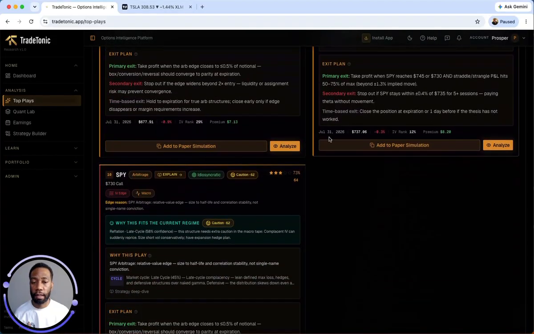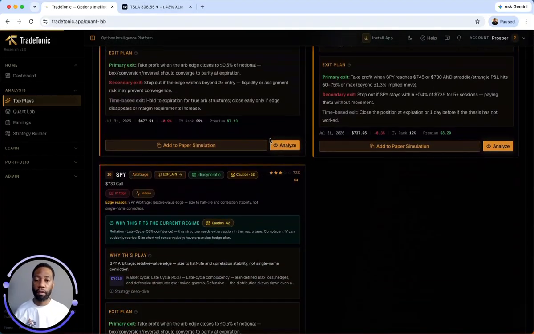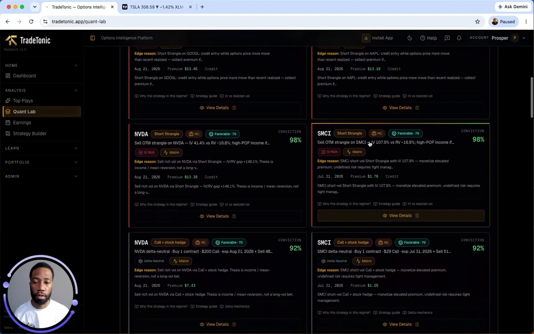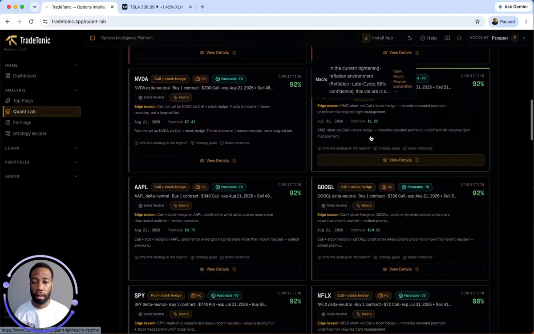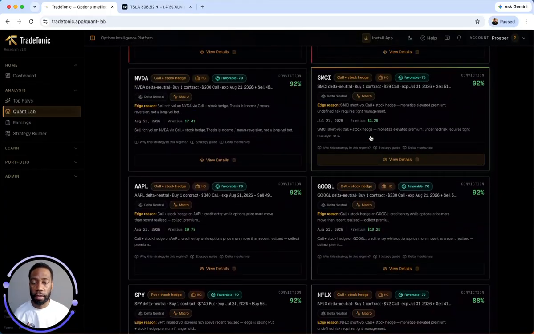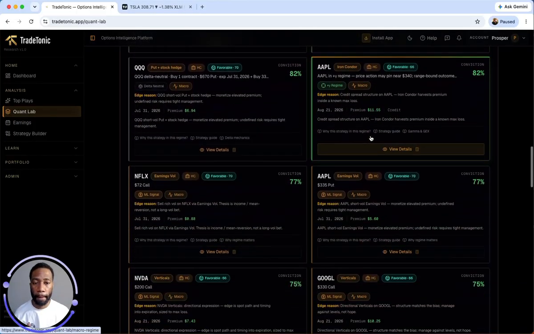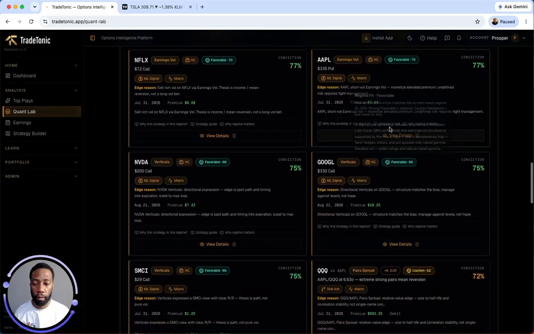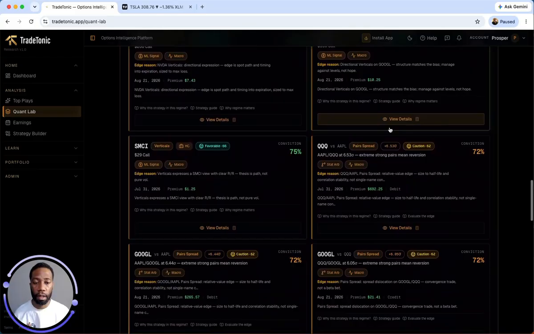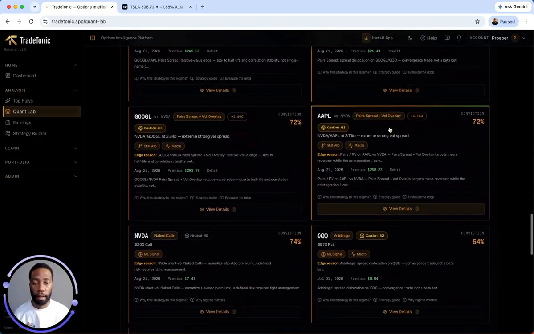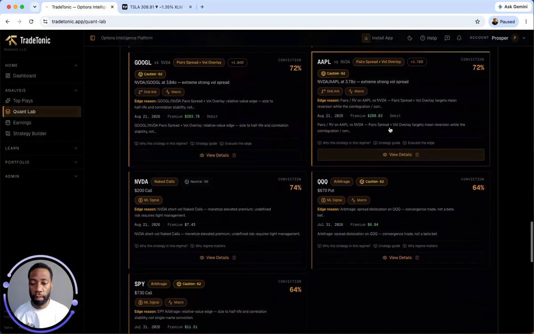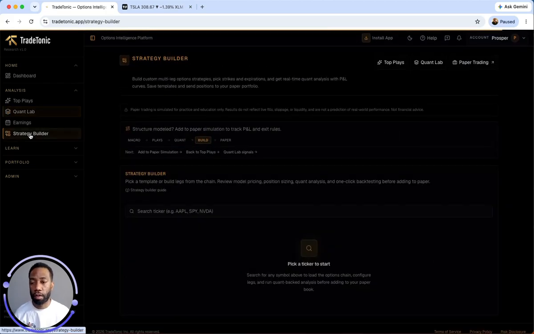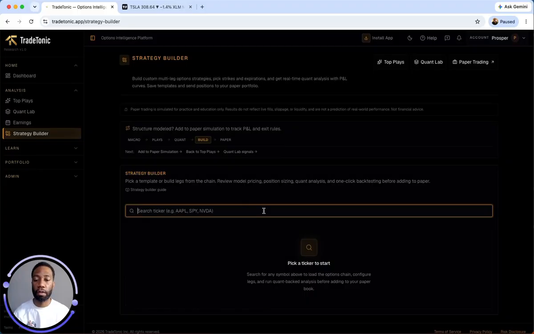Let's see, SPYs. Let's see if we find any in the quant lab. There's Google. There's a short strangle on Nvidia. All right, so there's another. All right, so we have an iron condor for Apple. That's one that we can keep in mind for this particular environment. And then there's a pair spread for a pairs trade, right? So nothing there. Now let's go to the strategy builder and let's see if we can put together a strategy.